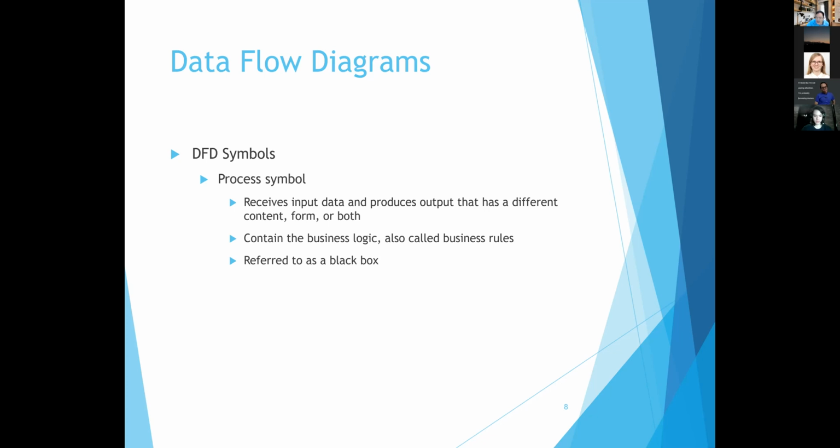What kind of data does this process need in order to generate the output? That is wrong too. Then you must have both input and output for a process. It might be in a different content or form, or both.